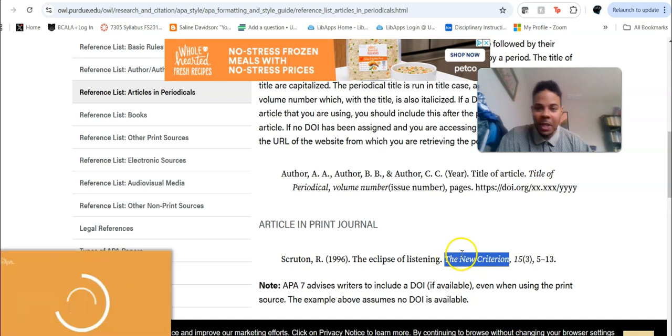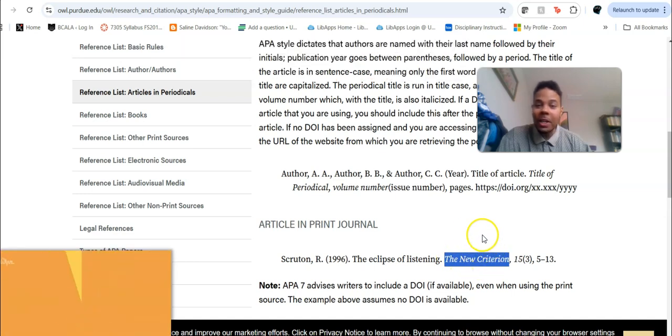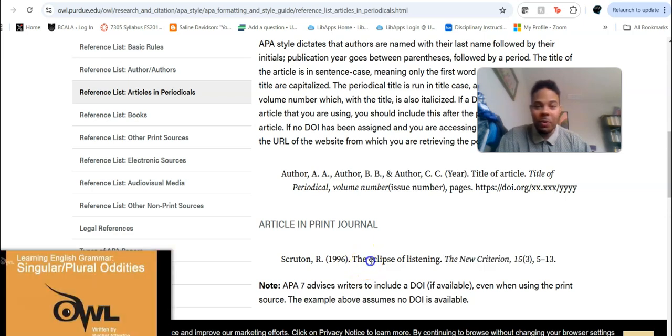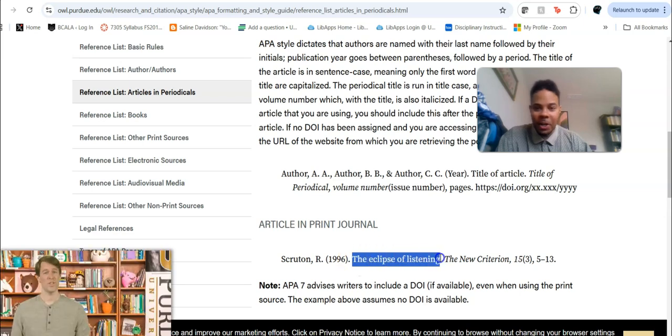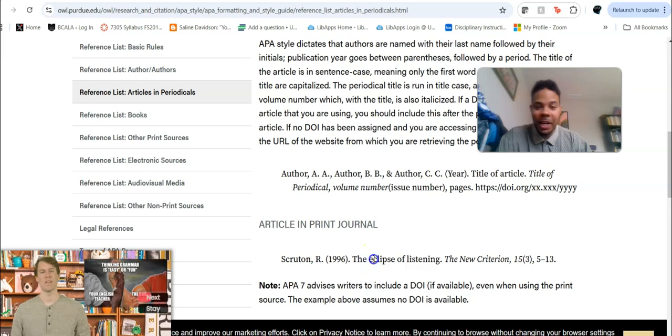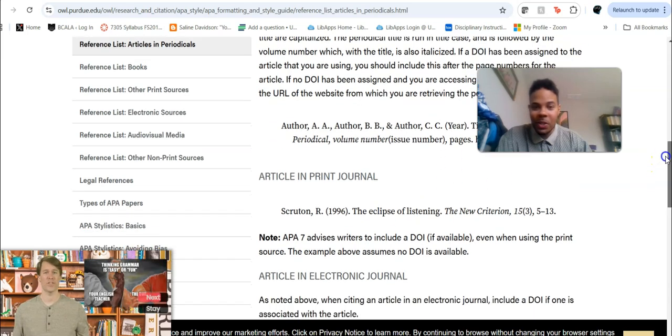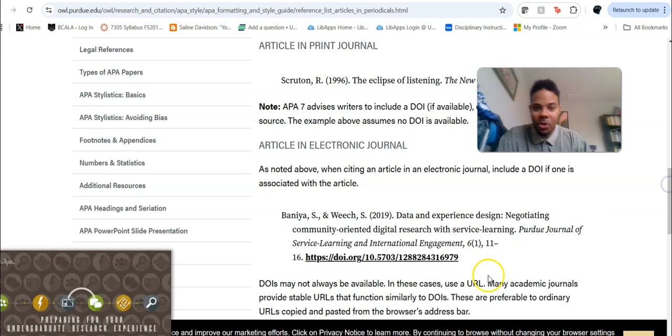As you can see, they did capitalize new and criterion. Those are things that are supposed to be capitalized there, but as you can see also over here, this is your article title here, the eclipse of listening. And as you can see, the is the only thing that is capitalized. Eclipse and listening are lowercase. We'll scroll down, electronic journal, same deal.